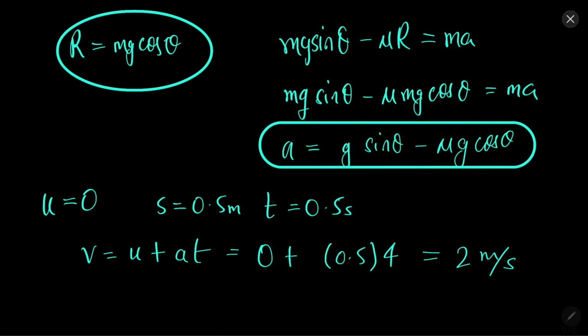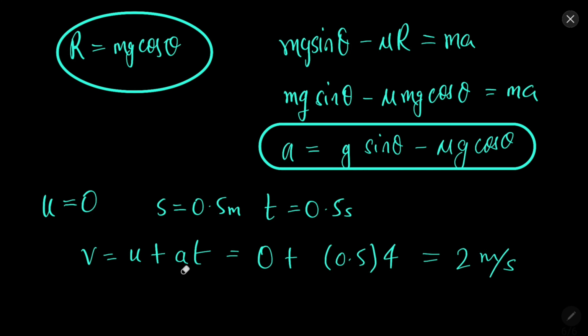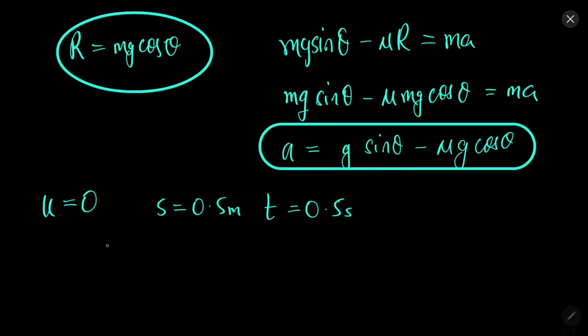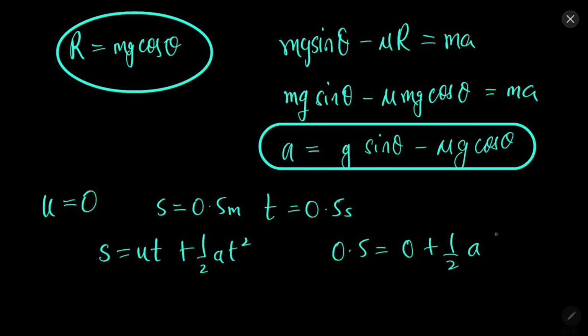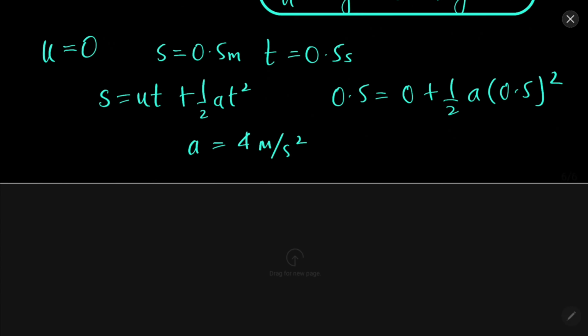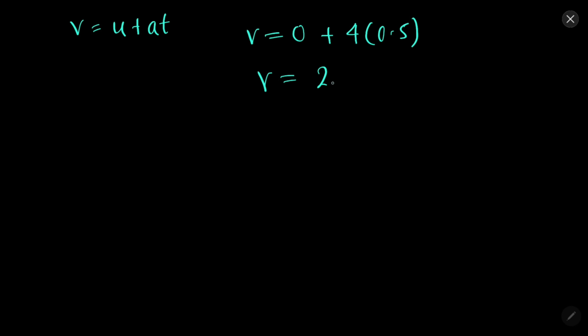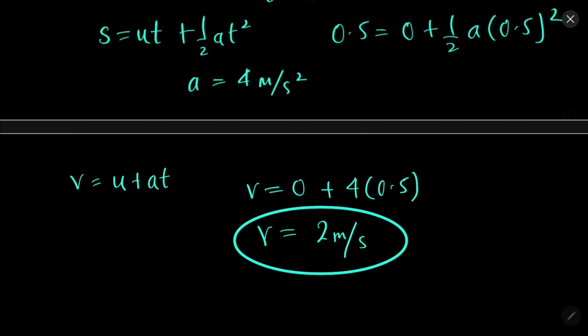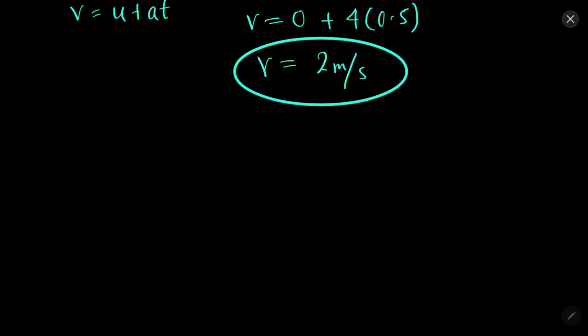So let's first find the acceleration only, because s equal to ut plus half at square. So from here 0.5 equal to 0 plus half a into 0.5 square. So from this acceleration will come out to be 4 meter per second square. Now you can put this value: v equal to u plus at, v equal to 0 plus 4 into 0.5. So v will come out to be 2 meter per second. So v is this, acceleration is this. Now we know the basic things.